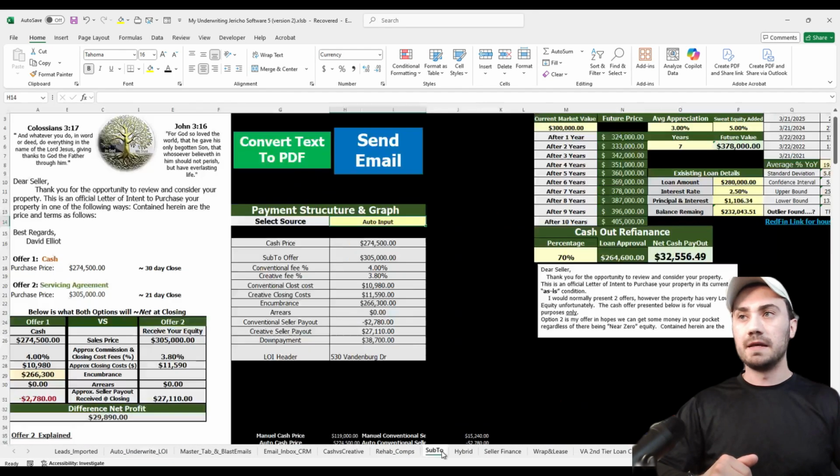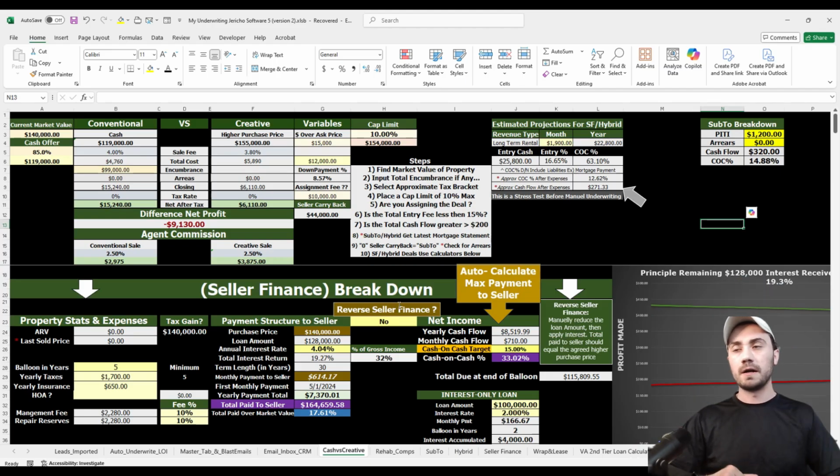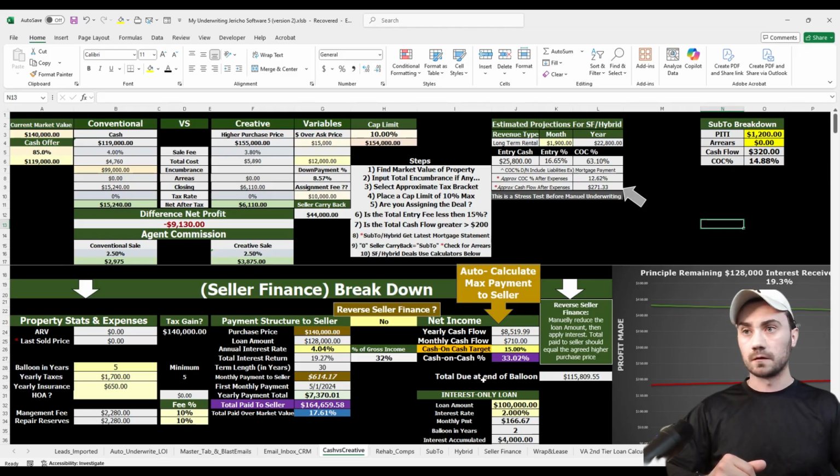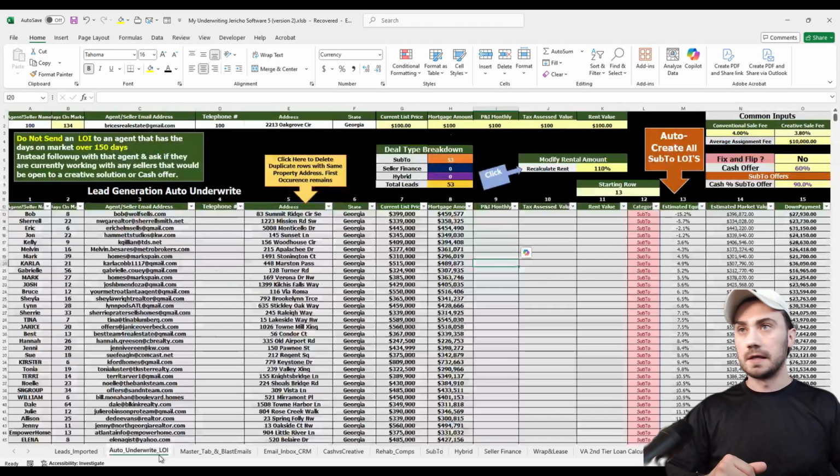And so if you leave the subject to tab here where the LOI is being housed and you have it under the manual input, what's basically going to happen is that these values here will not change on the LOI template, because these values are coming off of the cash versus creative tab, which is going to be used mainly for manual underwriting. If you just need to do some really quick underwriting and then just send an email quickly to the seller agent, you would just use this tab to do the mathematics quickly. So the subject to tab here, we're going to leave that as the auto input because we're doing the auto underwrite. So now I'm going to put up my folder file path.